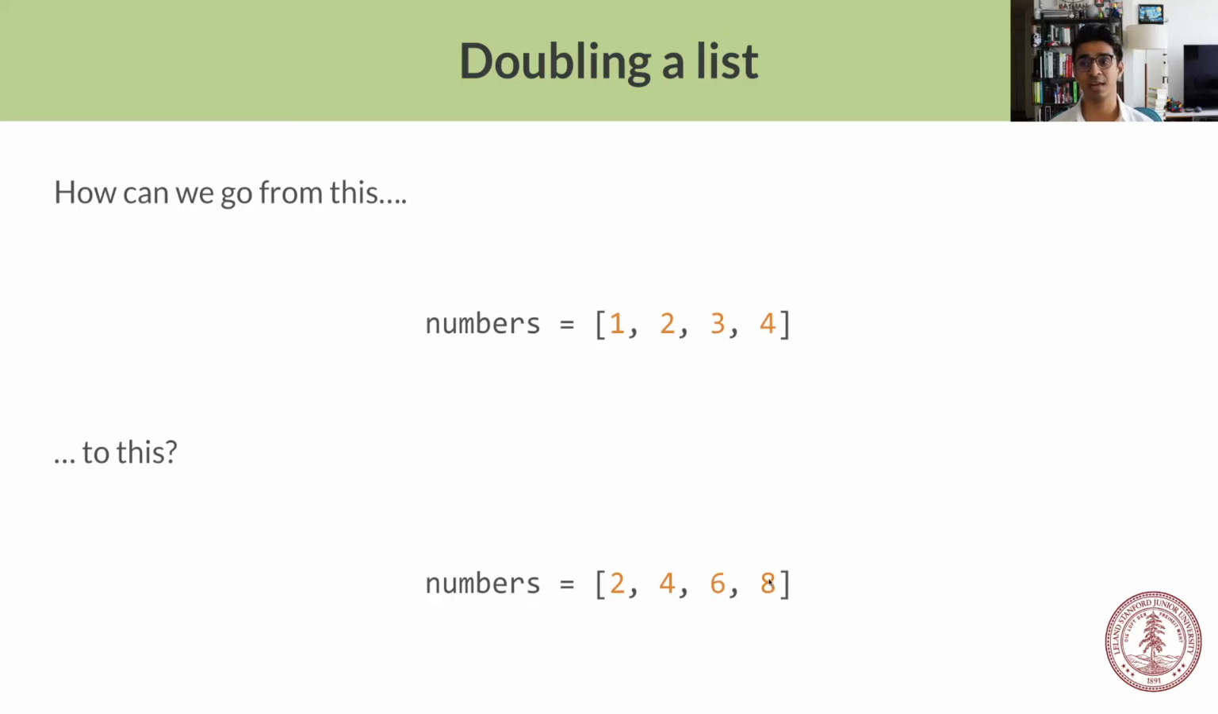And by this, I mean, I want to take each of the elements in this list and multiply it by 2 to get to the new list. So 1 multiplied by 2 is 2, 2 multiplied by 2 is 4, all the way to 4 multiplied by 2 being equal to 8.